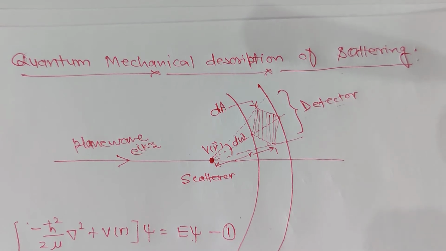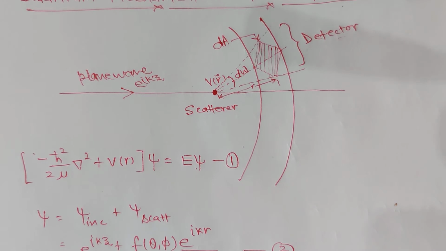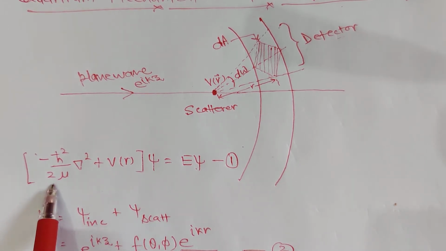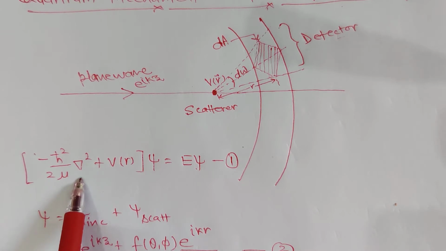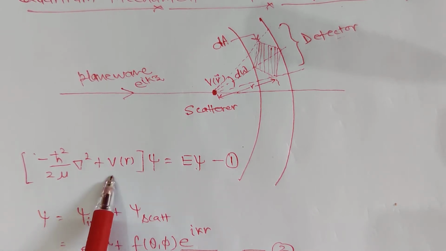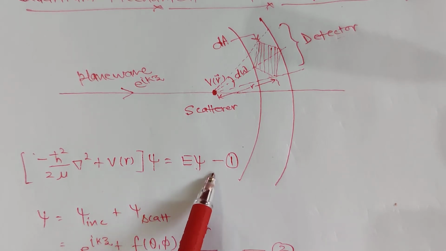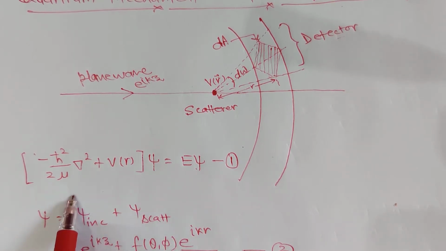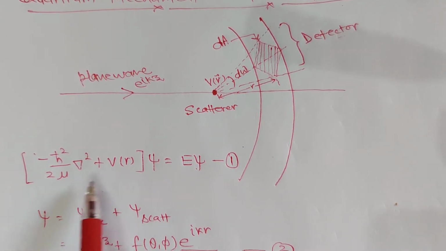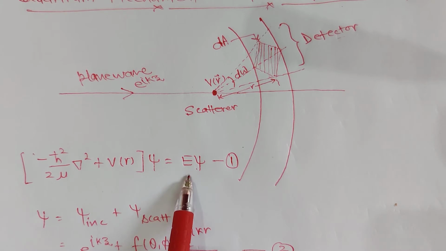The time independent Schrodinger equation can be written as minus h cross square upon 2 mu del square plus V(r) psi equals E psi. Here mu is the mass of the particle and E is the total energy of the particle.